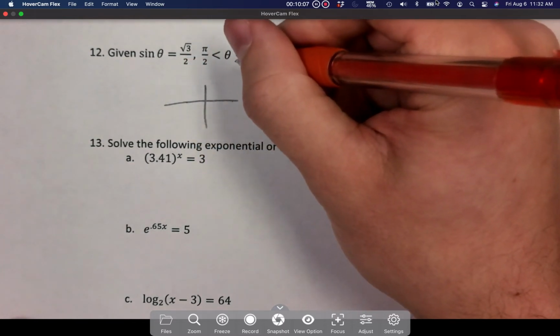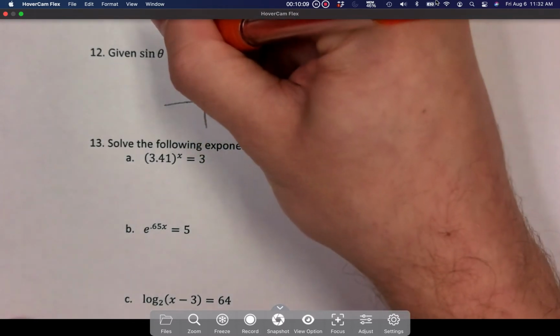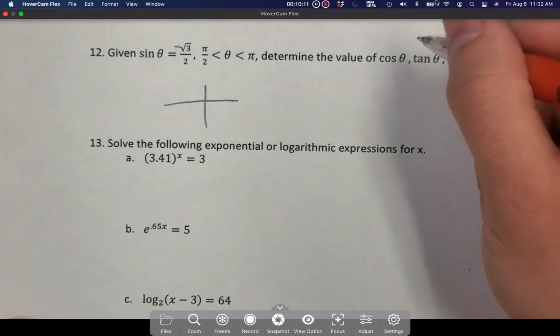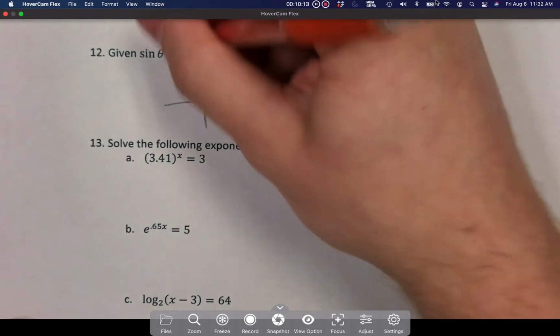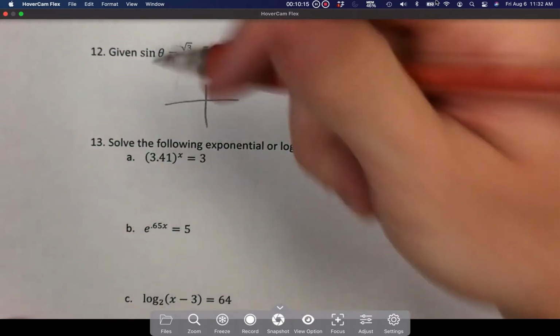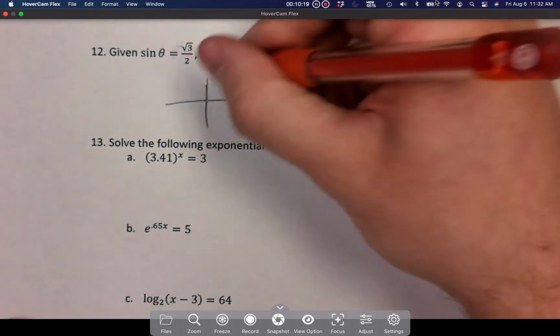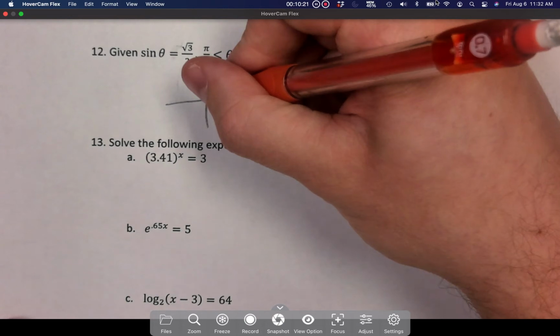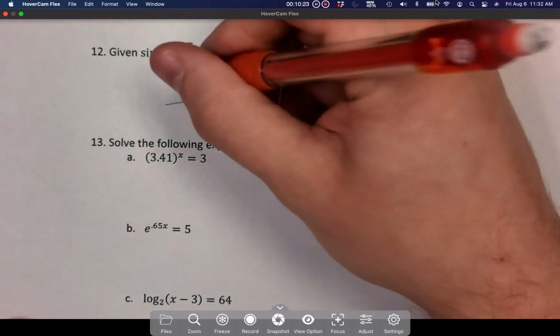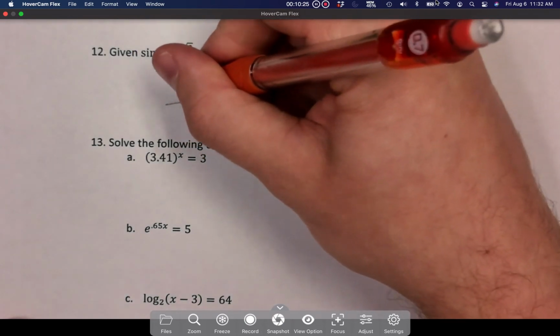If I'm quadrant 3 and my sine, whoops, that should be negative root 3 over 2. I made a typo. Oh, never mind. That's quadrant 2. Quadrant 2. All right, there's pi over 2, there's pi. So I'm in quadrant 2. Sine is root 3 over 2, that's right there. Where is that? Well, I know where that is. That's 2 pi over 3.